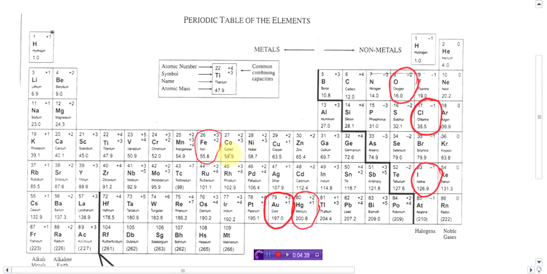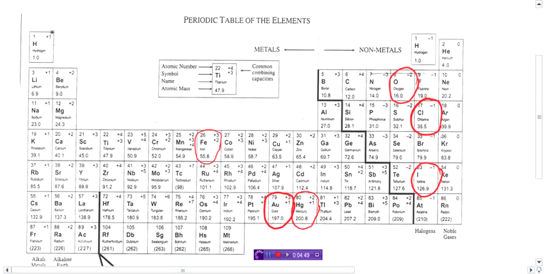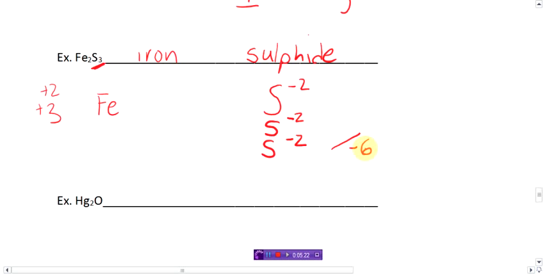Fe, iron, +2 or +3. Iron, Fe, choices +2 or +3. S, sulfur -2. We change the ending to sulfide, -2. So you might want to say, oh yeah, -2 plus 2, they balance out. But wait a second, we have to look at the ratio here, the little subscripts. The 3 there means that we have 3 sulfurs. Each one has -2. 3 sulfurs, each with -2, total charge -6.